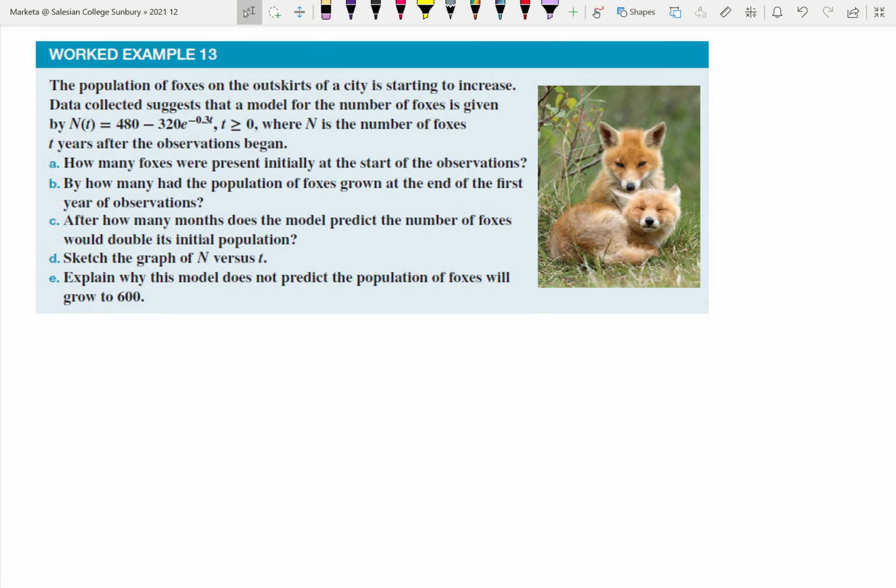And this is something about population of foxes. It's actually a really good, or I'd say tricky question in Cambridge about kangaroos, populations of kangaroos. So if you have a chance to do that, it might be a good idea too. Let's see, this one may well be the same or very similar. The population of foxes on the outskirts of a city is starting to increase. Okay, data collected suggests that the model for the number of foxes is given by this.